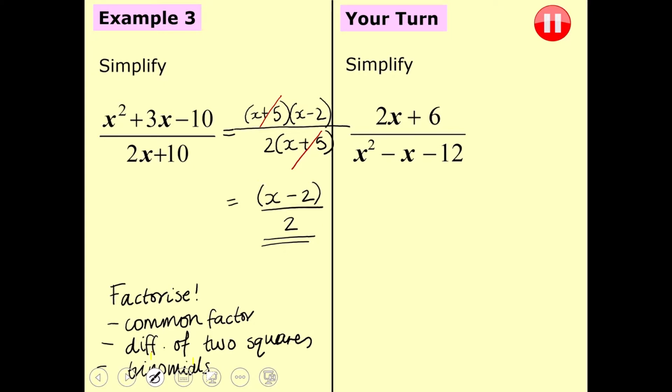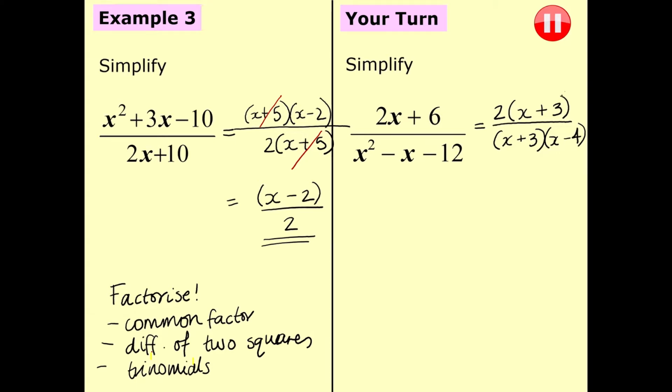So first one, we have a common factor of 2. So you should have 2 bracket x plus 3. And then we have a trinomial on the bottom. So you should have x plus 3, x minus 4. Because 3 times negative 4 gives you negative 12, and then 3 subtract 4 gives you negative 1.